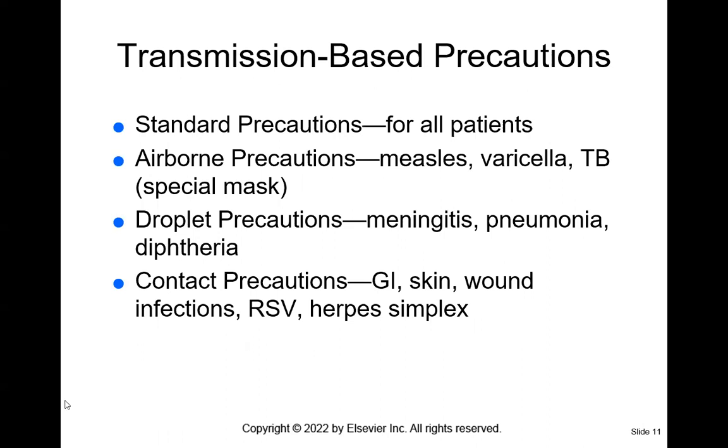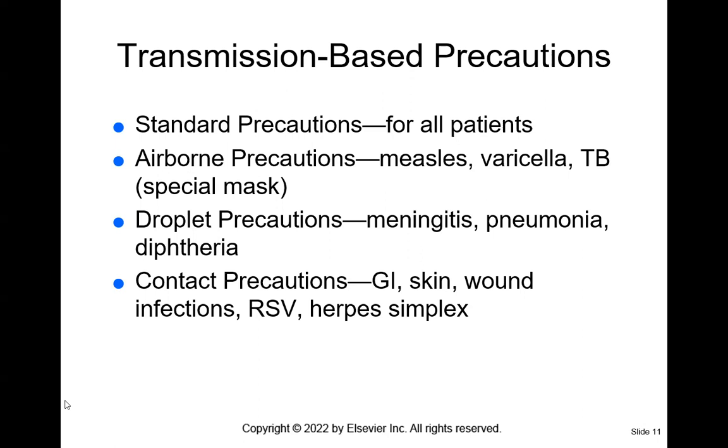Airborne precautions, whatever this pathogen is, this causative agent, this microorganism that causes illness, it lingers in the air. Examples of that are going to be your measles, your varicella, your chickenpox, right? Your tuberculosis. And for tuberculosis, it says special mask. That means that nurses need to have an N95 mask.